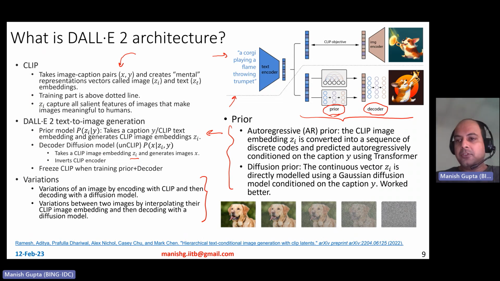On the other hand, one could also use diffusion prior models. The diffusion prior model takes the continuous vector ZI and directly models it using a Gaussian diffusion model conditioned on the caption Y. It turns out that the authors observed that the diffusion prior model gives better results compared to the autoregressive prior model. This image shows how diffusion models work. In this particular case, the diffusion model starts off with random white noise and then slowly over time produces sharper images by doing Gaussian transitions.